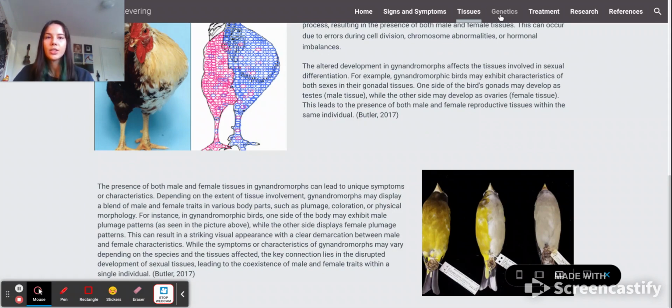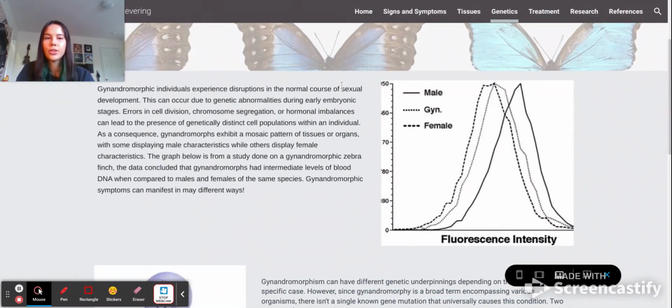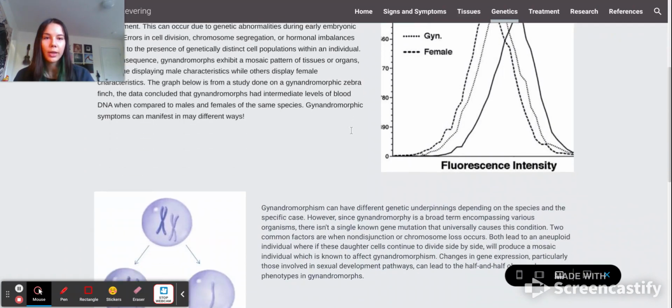So then I go into the genetics portion on the second page and introduce this image, which I thought was really important to add, because most gynandromorphic studies show that the gynandromorphic individual will have male characteristics here, female characteristics here, but a lot of the time they don't show intermediate data. I thought this study was really interesting because the DNA within the gynandromorphic individual was intermediate between male and female, which I also talk about later, but the syrinx size was as well, which I thought was pretty cool.